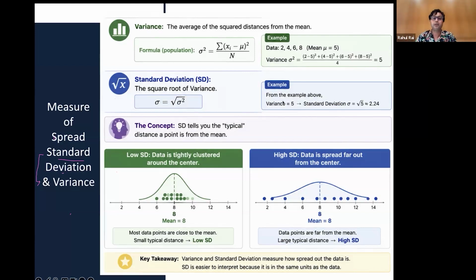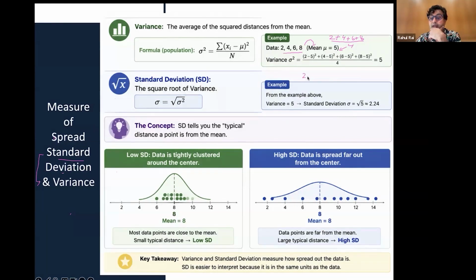The way to compute it is, let's say your data is given. The first thing you do is compute the mean of this data. How do you compute the mean? You add them up, 2 plus 4 plus 6 plus 8, and divide by the number of data points, which is 4. So 20 divided by 4, and the mean comes out to be 5. Now you compute the individual squares of the data minus the mean.